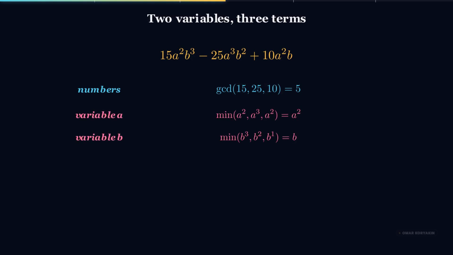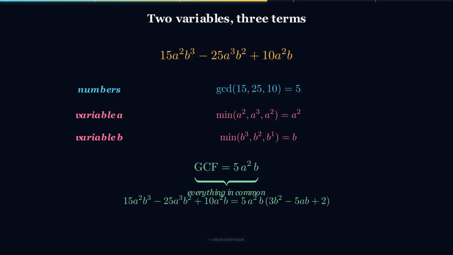Variable a appears as a squared, a cubed, and a squared. The lowest power among those three is a squared, so a squared is the GCF for the a part. Variable b appears as b cubed, b squared, and b to the first. The lowest is b to the first, so b is the GCF for the b part. Multiply the three pieces together. The combined GCF is 5 times a squared times b. That is the factor we will pull out front, and it must divide every original term cleanly. Each term is going to lose a 5 and a squared and a b on the way out. Divide each term by the GCF and assemble the factored form.